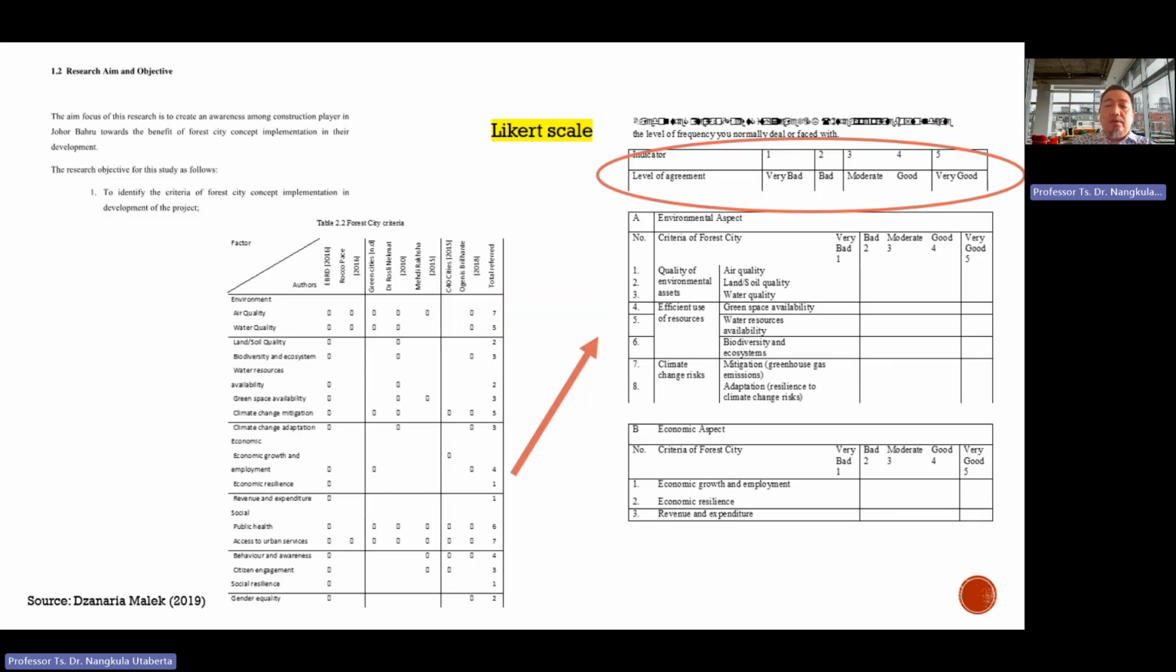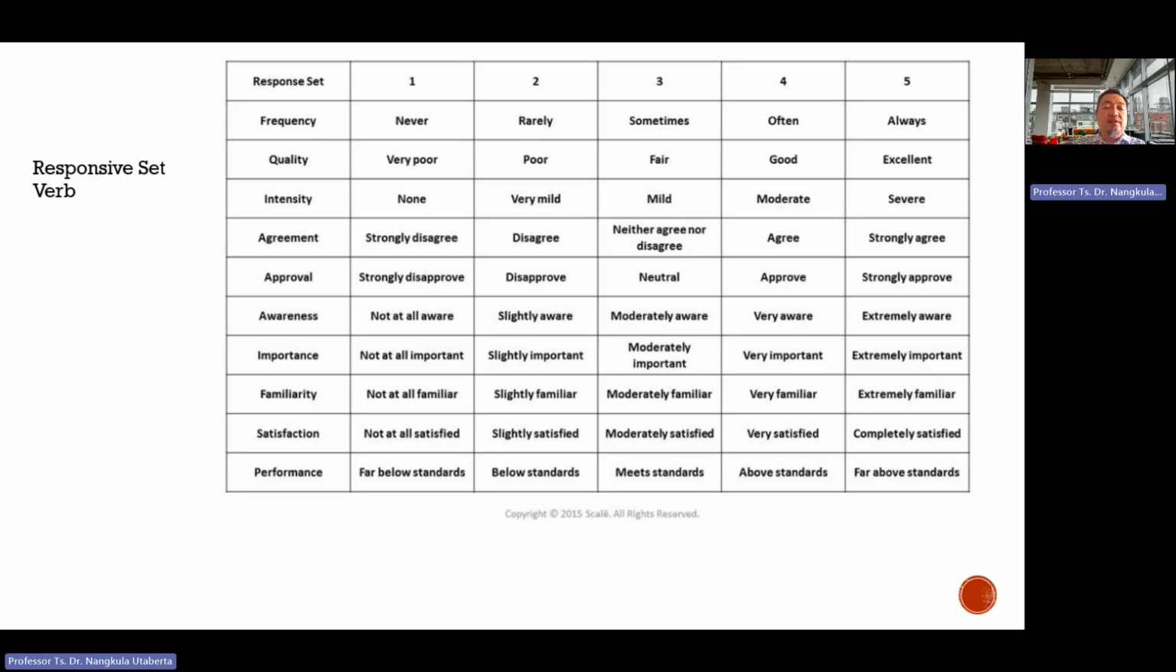In the questionnaires, I'm sorry for some of the things which are not clear there. Sometimes you use a scale when you have a certain scale to identify it. Normally we use bad, very bad, moderate, etc. So these are the tables. When you design a questionnaire, you can refer to this table when you talk about frequency, quality, intensity, agreement. So these are the scales that you can use when you are designing your questionnaire later on.